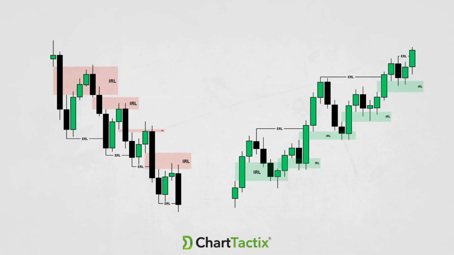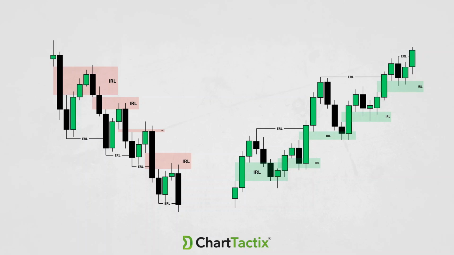And once you understand that internal to external range liquidity works with market structure, then all you have to do is look for your trades from this internal range liquidity and then target external range liquidity. That's just all you need to do to become a profitable trader.